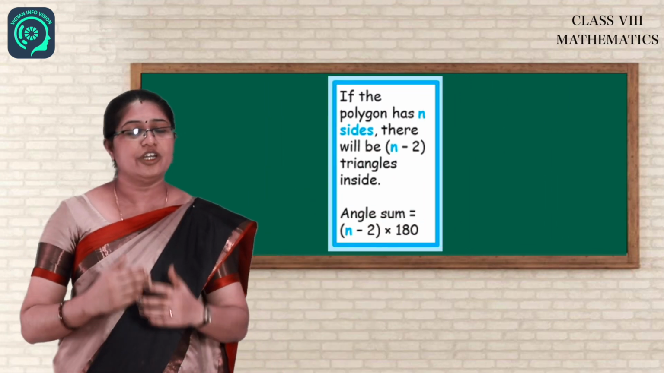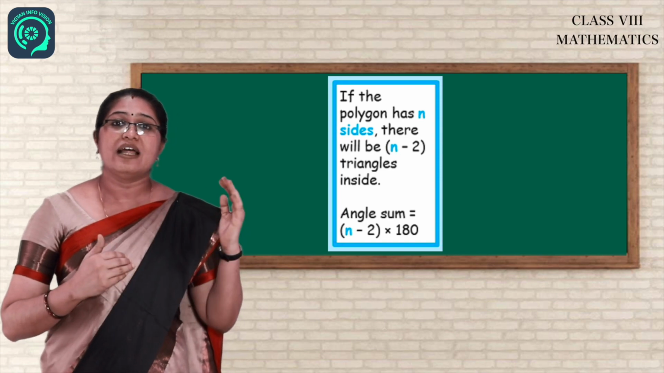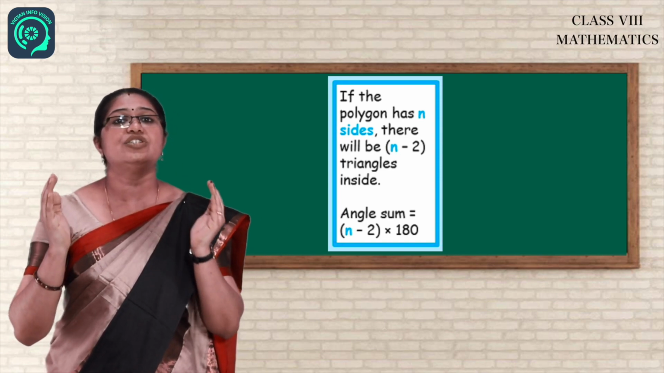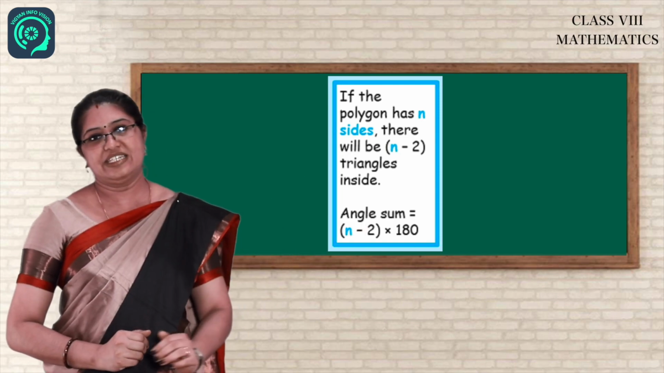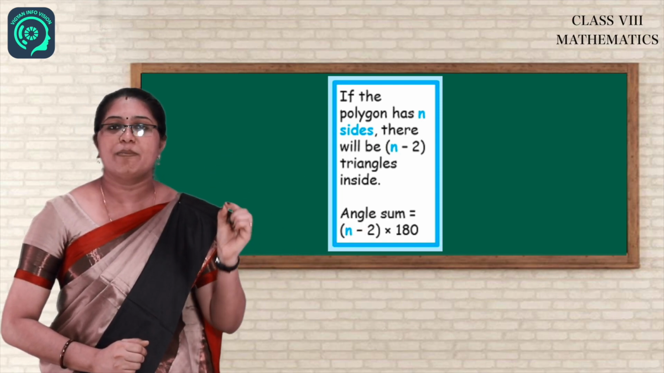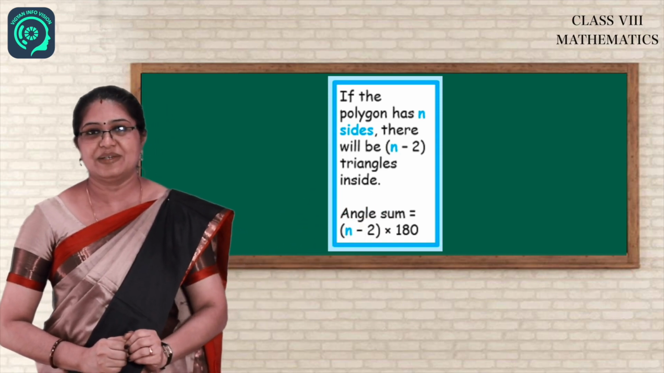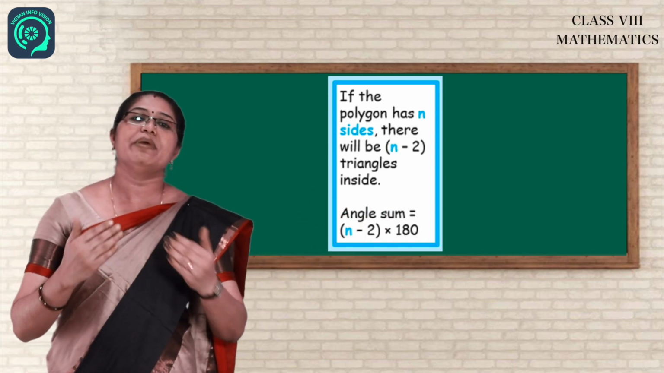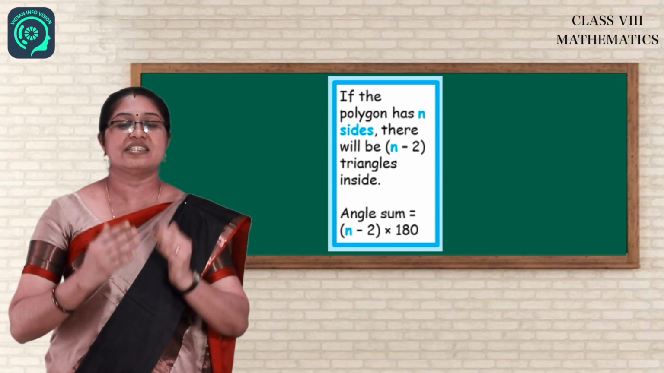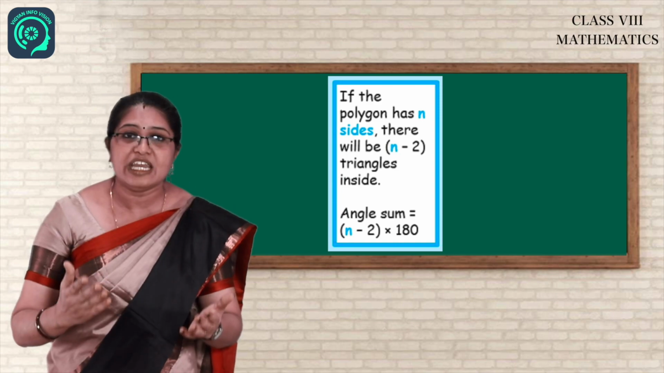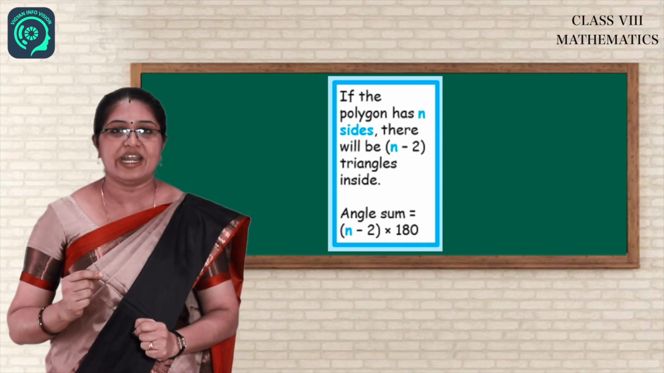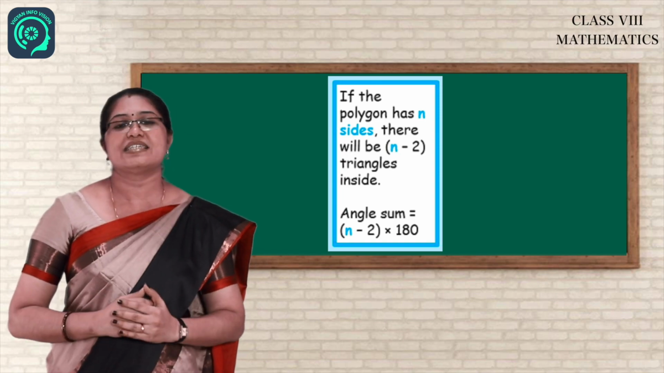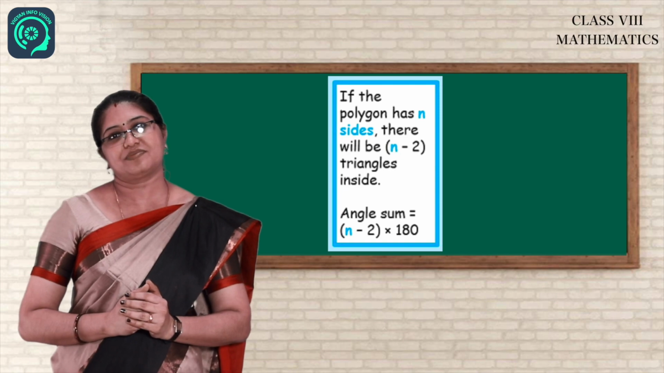From this, what did you understand? That is, you are getting a general formula, n minus 2 into 180. Number of sides minus 2 into 180. So like this, you will be able to find the sum of the interior angles of any polygon. Remember children, n minus 2 into 180 is the angle sum property of a polygon.